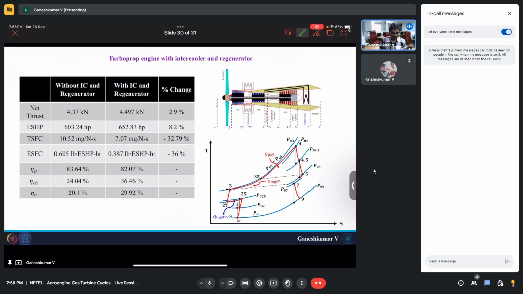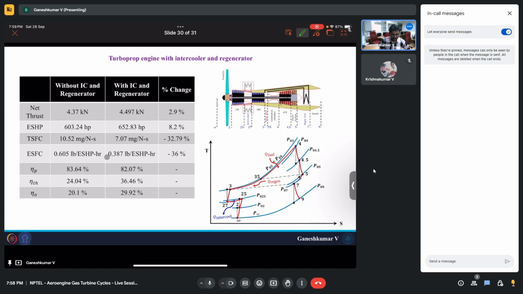Overall, the picture is that when we added the intercooler, the net thrust increased around 2.9%, about 3%, and the equivalent shaft horsepower increased around 8%. TSFC has a 30% reduction, which might be unphysical, but you can expect a reduction of at least 10%. Also a 36% reduction of ESFC, and better efficiencies when we added the intercooler and regenerator.